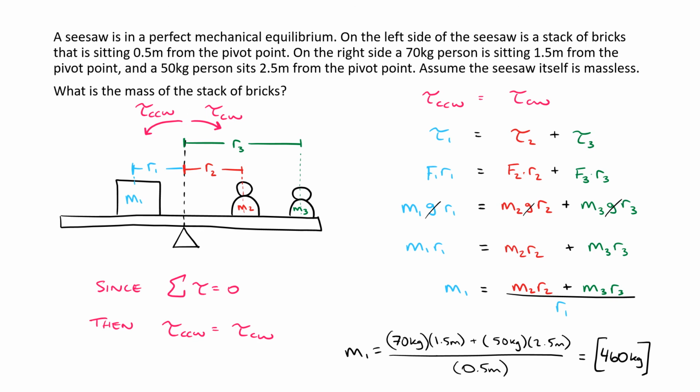All right. So having things in mechanical equilibrium gives us another way of solving for an unknown. Everything that's trying to make it twist one way has to be equal to everything that's trying to make it twist the other way around the pivot point.